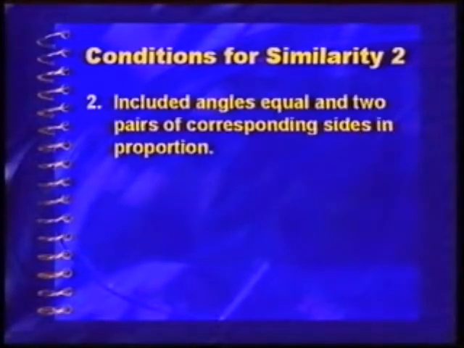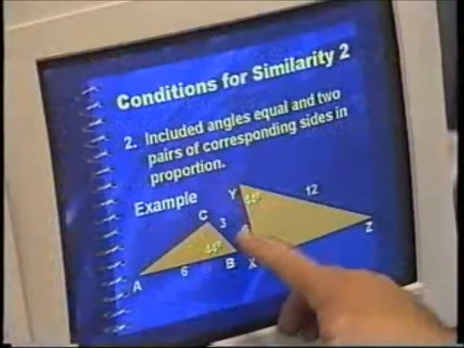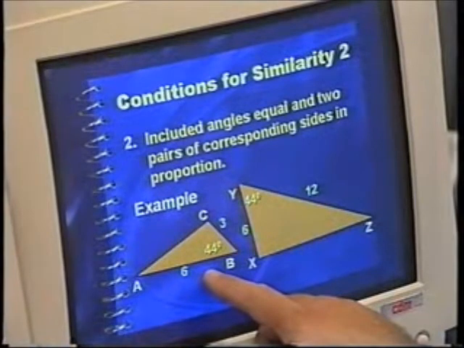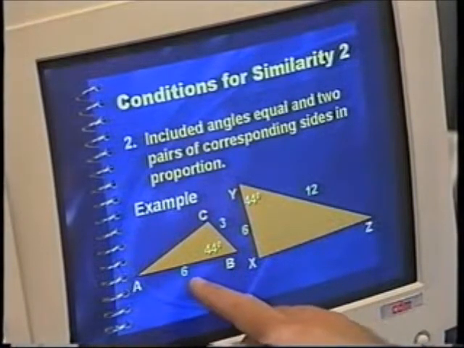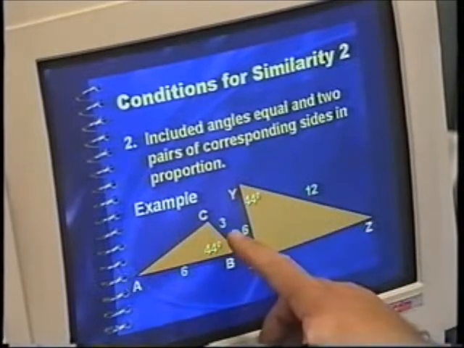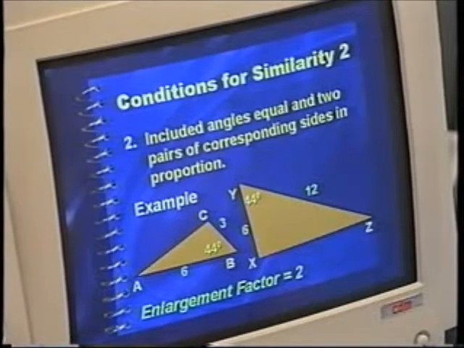The next condition is included angles equal and two pairs of corresponding sides in proportion. A bit more difficult, but I've got an example here. That angle is the same, and these sides are in proportion. In fact, there's an enlargement happening with a factor of 2. That 6 becomes 12, the 3 becomes 6, and so everything is doubled. The enlargement factor is 2.